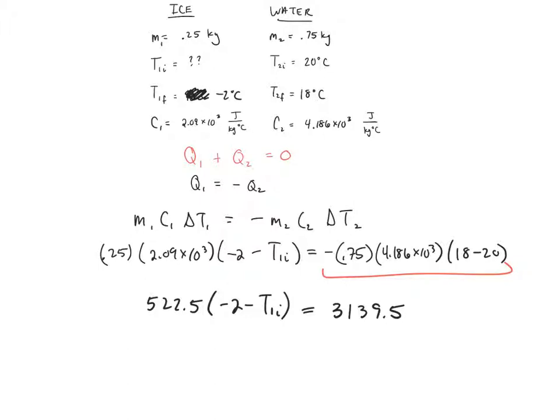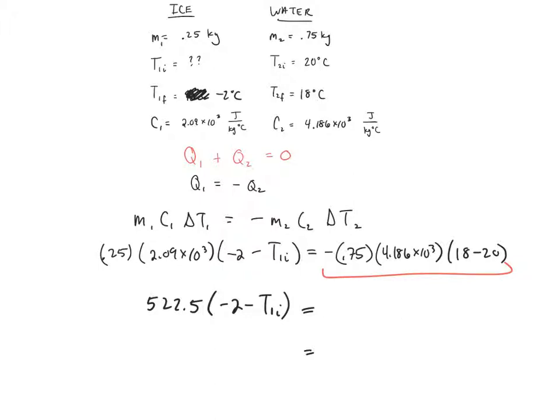Yeah, no problem. Now, this is what I was pointing out here. At this moment in time, you can do two things. Either you can distribute the 522.5 to both of these and solve, or you can just divide by 522.5 on both sides. I would recommend dividing by 522.5 on both sides. I think that is the better route to take. What do you got? The number on the right side is wrong. I messed up. Okay, what do you got?